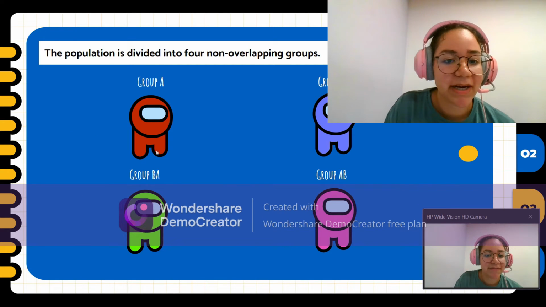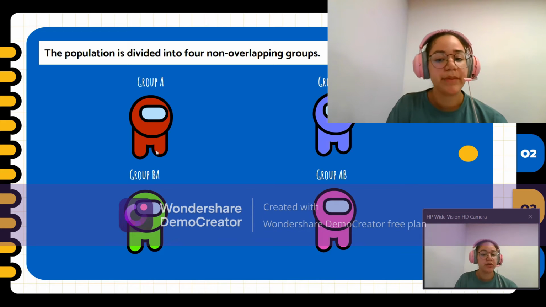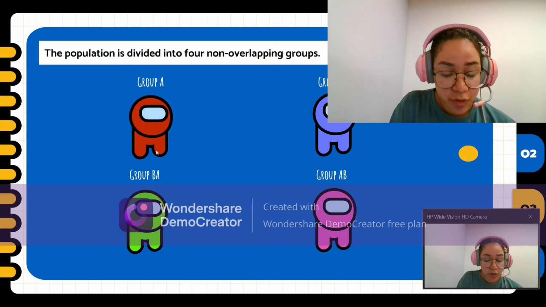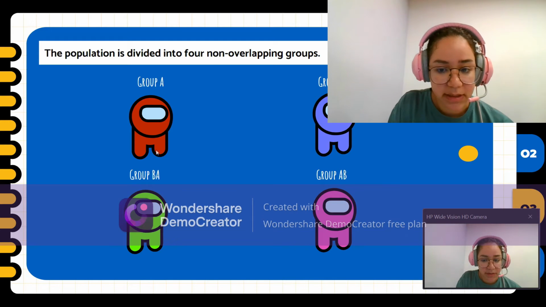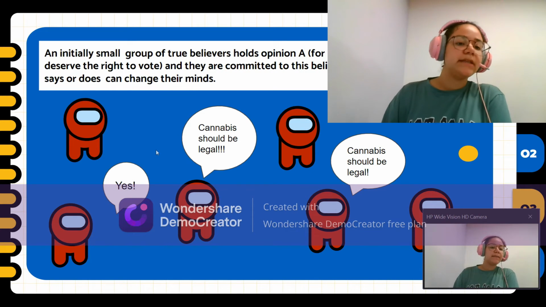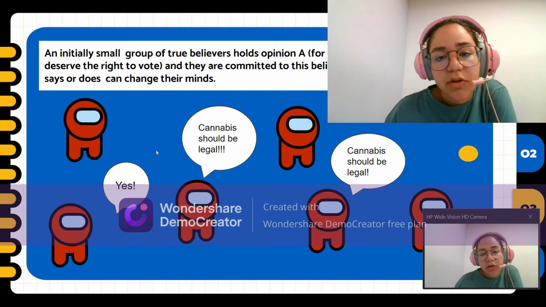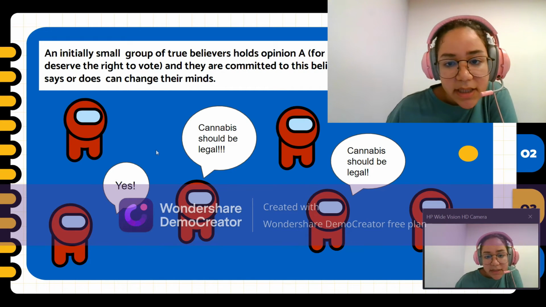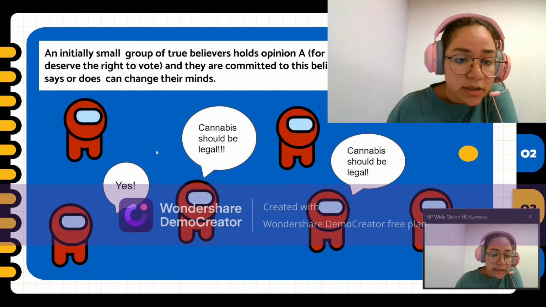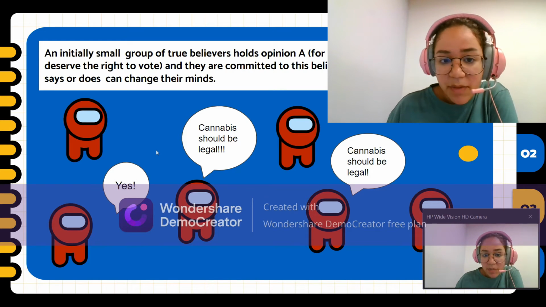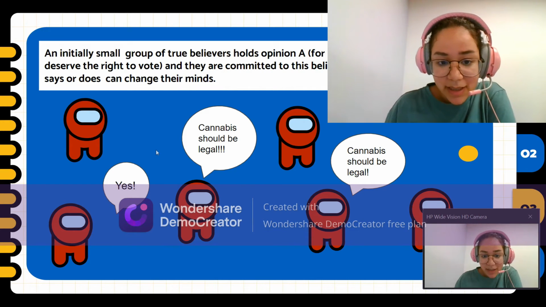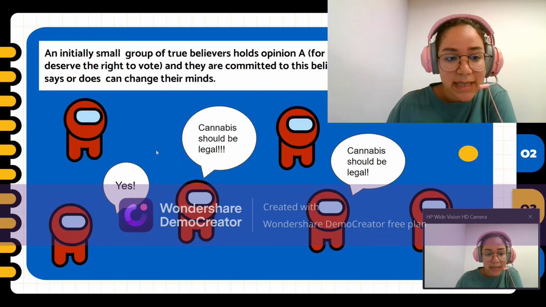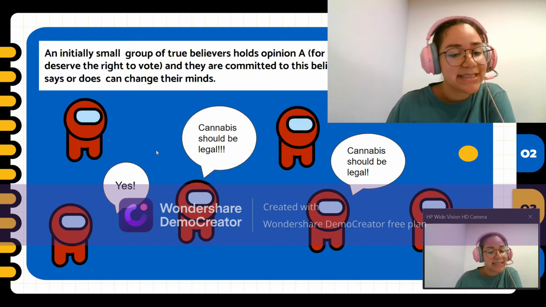The population is divided into four overlapping groups: group A, group B, and two versions of group AB. You'll see in a minute why it's labeled like that. Initially, a small group of true believers hold opinion A. In this case, opinion A is that cannabis should be legal. I wanted to make it a more modern approach rather than women deserve the right to vote, since they all do. Nothing that anyone says or does can change their minds.